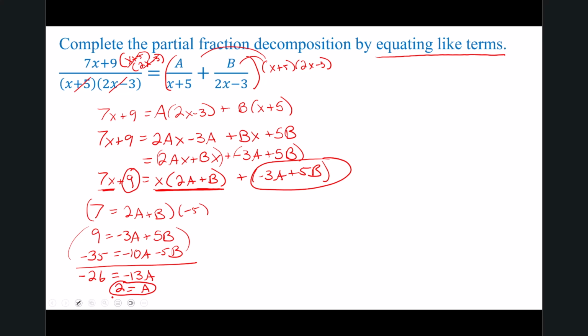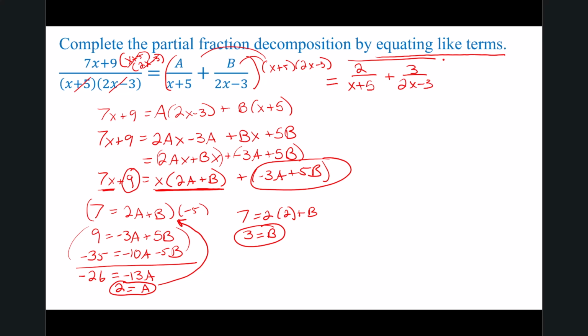So I know a equals 2. Now I need to find b. I'll go ahead and plug that in to say this equation. So 7 equals 2 times a, but a is 2, plus b. Subtract 4 from both sides, and I get 3 is b. So I found the a and b for this partial fraction decomposition. So my answer is 2 over x plus 5, because a is 2, plus 3 over 2x minus 3. And that is equal to the original rational expression.